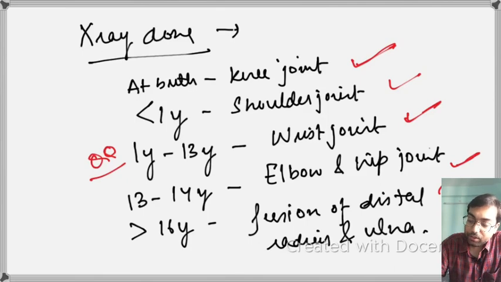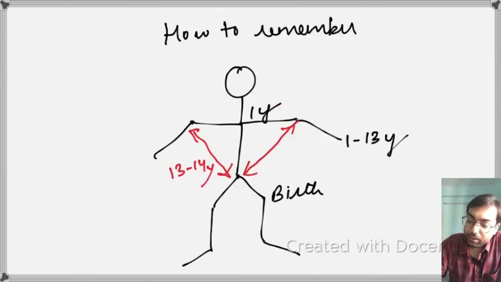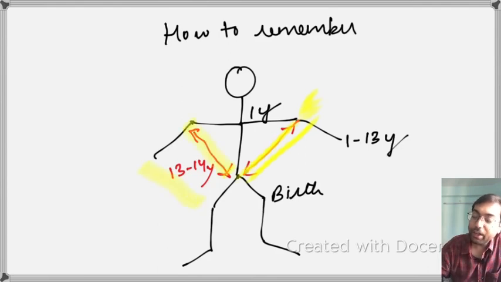Okay, so this is a way to remember this. Just draw a line from the elbow joint to the hip joint, and this line will tell you that okay, these two joints we are doing from 13 to 14 years. The rest I have told you, it is very easy: at birth we do the knee joint, till less than 1 year we do the shoulder joint, and from 1 year to 13 years we do the wrist joint.